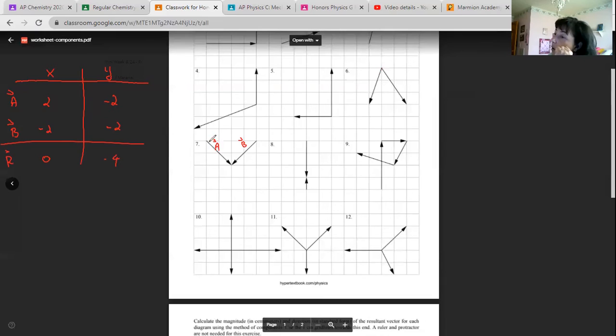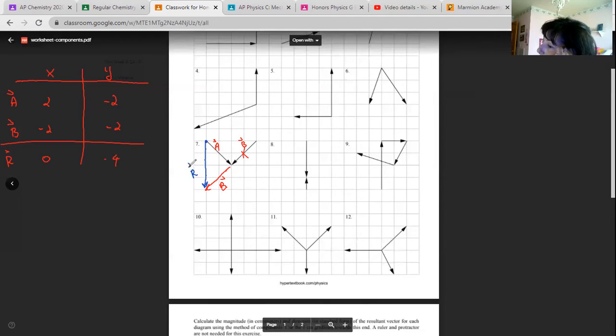So if I'm walking A first, then B, I remove it from here. I have to bring it starting from where A ends. So like we said, this says minus 2, so it has to go here. So this is B translated. This means that the resultant is starting from the origin, ending at the end.